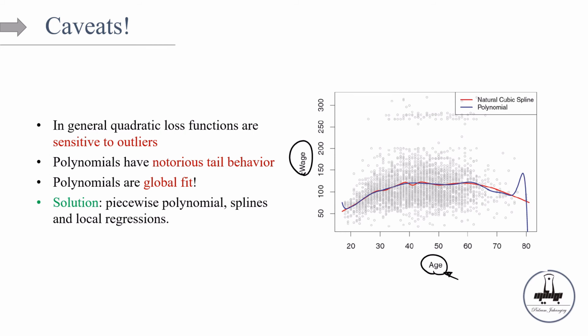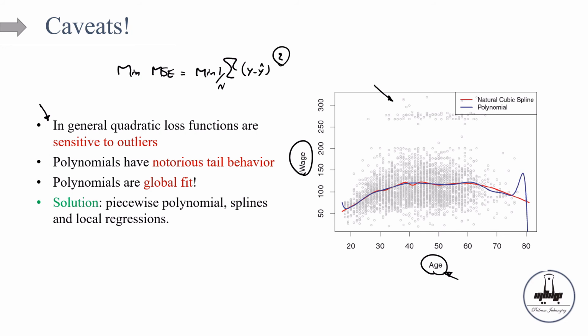And it seems that there is a nonlinear relationship in the data by looking at these observations, the gray circles. And so what are the caveats of the polynomial regression model? In general, quadratic loss functions are sensitive to outliers. Remember guys, both in linear regression and in polynomial regression, our loss function was quadratic. We were looking at minimizing the MSE, the average of (y minus y hat) to the power of 2.